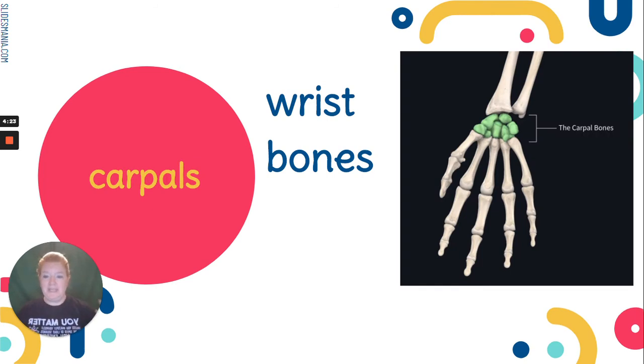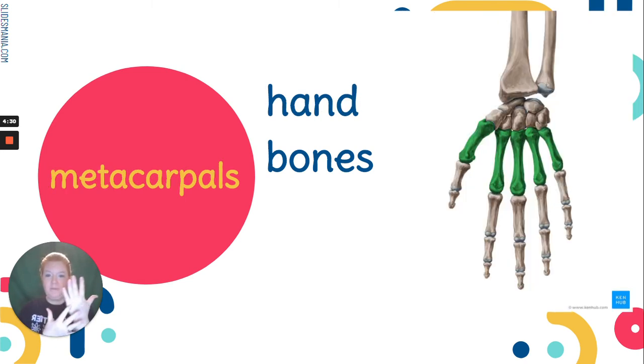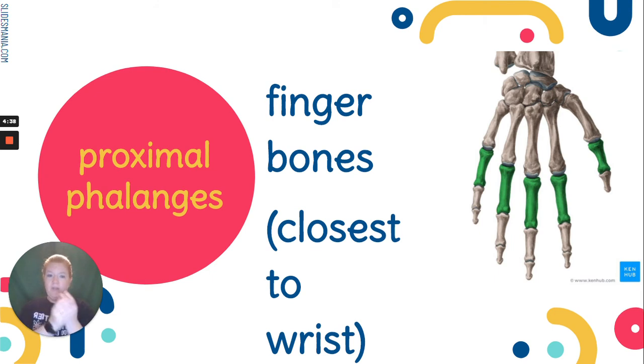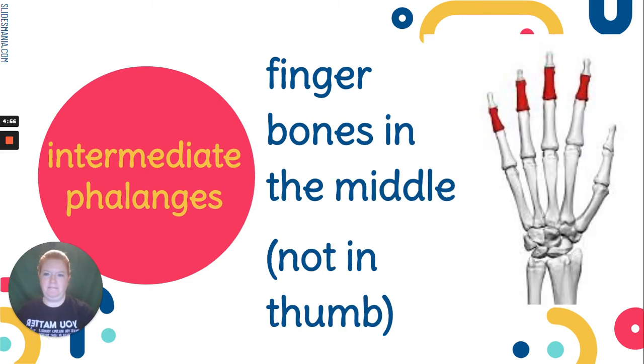And now we're going to look at the hands, okay? So we have the carpals. Those are your wrist bones. We have the metacarpals, okay? Those are your hand bones. And then we're going to look at the phalanges. Okay, so you have 5 phalanges, and the phalange bone that is closest to your wrist, so the one that's going to be right here, those are called the proximal phalanges, so they're closer to your wrist. Then we have the intermediate phalanges.